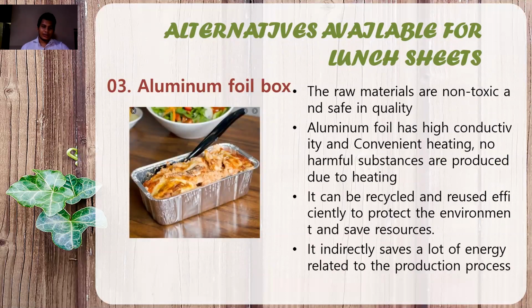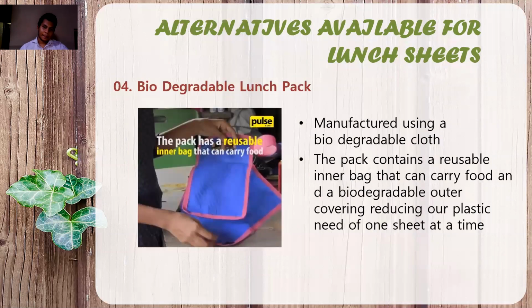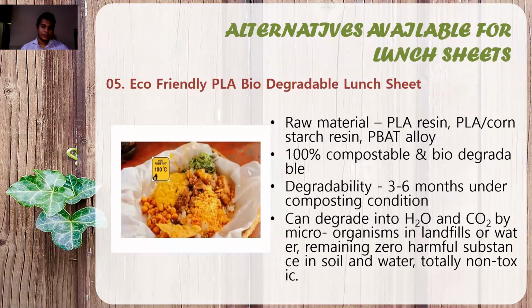Aluminium foil box. Its raw materials are non-toxic and safe. It can be recycled, and it can save resources. So it indirectly saves a lot of energy related to the production process. The biodegradable lunch bag invented in Sri Lanka is produced with biodegradable cloth and has a reusable inner bag that can carry food, which fulfills the main task of a lunch sheet in the lunch bag.